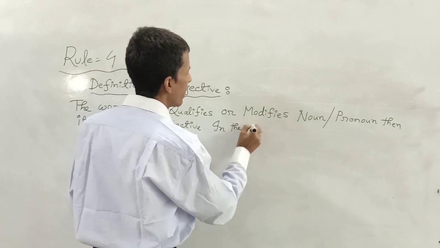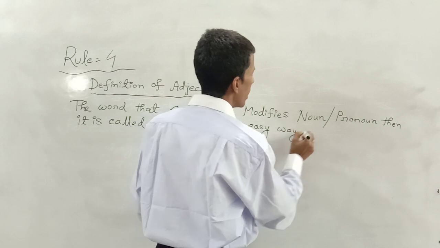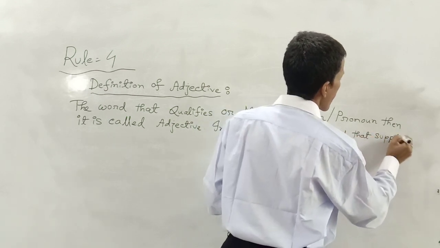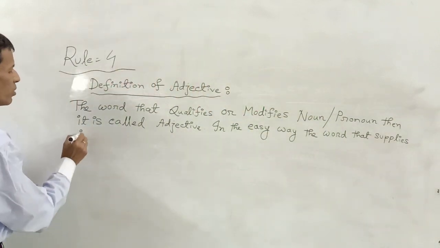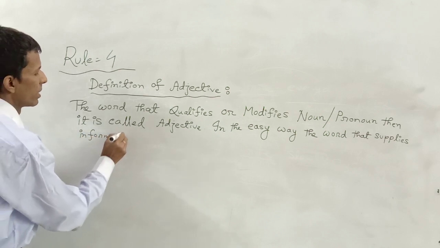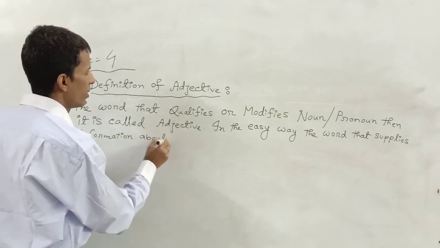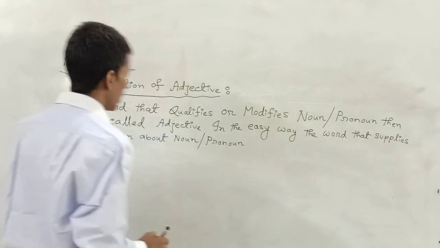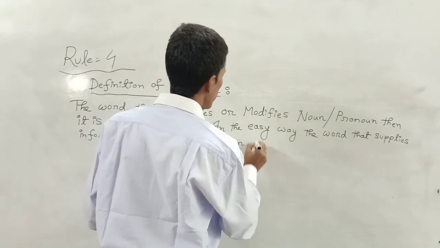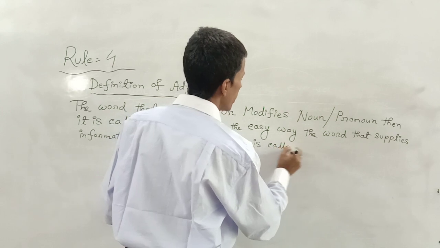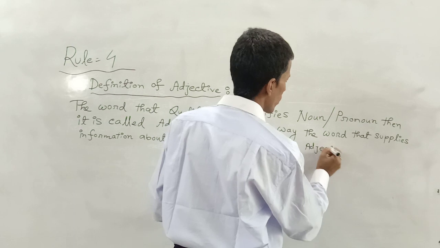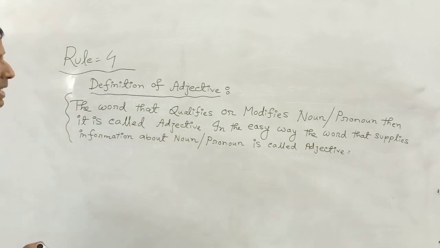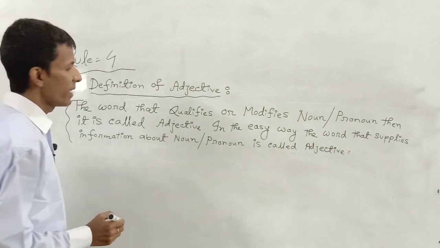In the easy way, the word that supplies information about noun or pronoun is called adjective. First of all, you will have to select a noun so that you can realize the using of adjective.